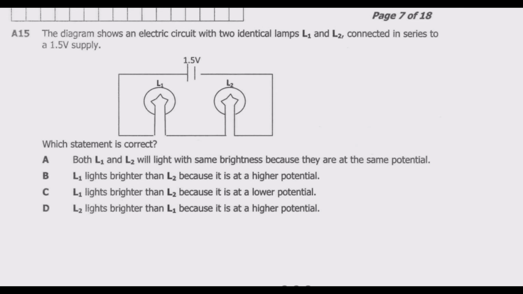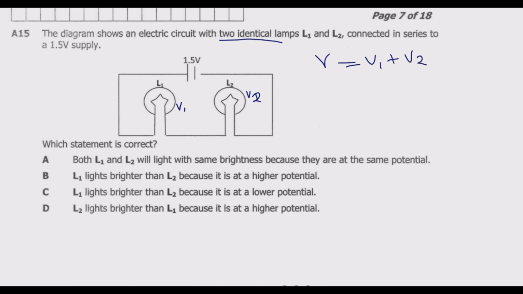So basically, for us to answer this question, we need to know the two key facts about circuits in series. You notice that this is basically in series. So in series, all components have the same current but different potential, assuming that they are not the same. But in this case, we are told that these are identical. So the total voltage is equal to, let us say at this point voltage 1, then this is voltage 2. So voltage V is equal to voltage 1 plus voltage 2.